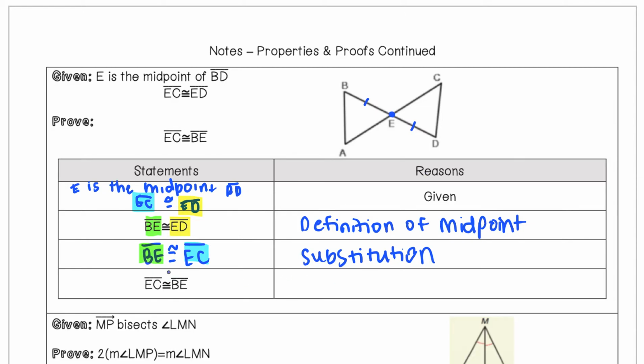Finally, I'm making the claim that EC is congruent to BE. The only thing I've done from the third line to the last is just use the symmetric property, because I'm switching the order in which this is showing up. And that's because it told me to prove that. If I had just stopped at line 3, I wouldn't be done with my proof because of what the prove statement told me to show.